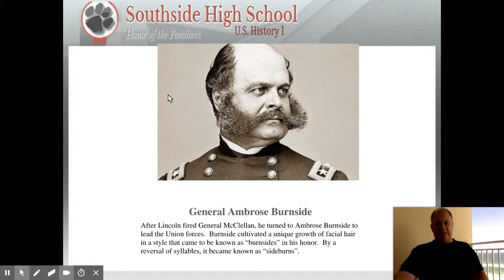After Lincoln fired General McClellan, he turned to Ambrose Burnside to lead the Union forces. And yes, if you look at Burnside's hair, that is where we get the term sideburns, believe it or not. A lot of people started growing that hairstyle after seeing him.